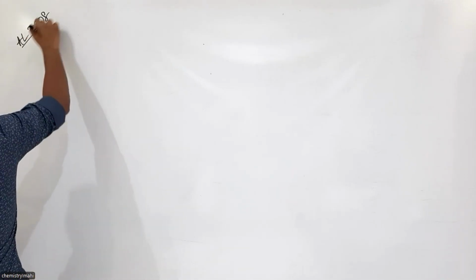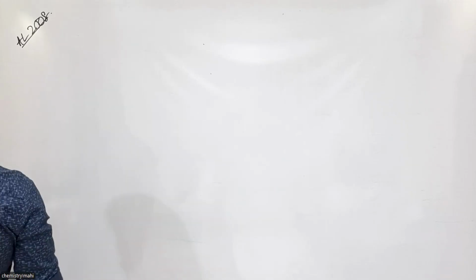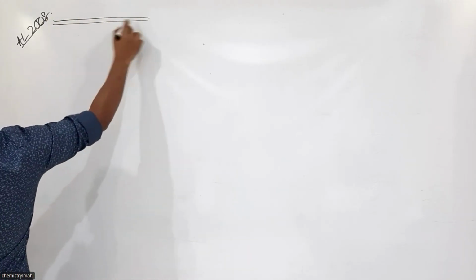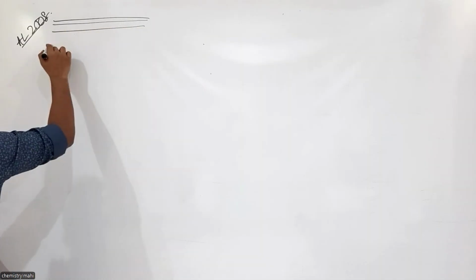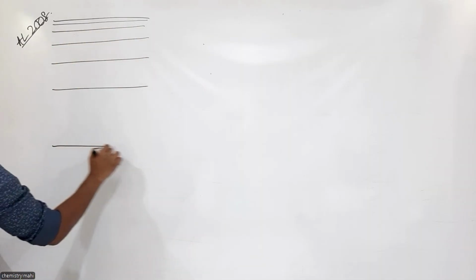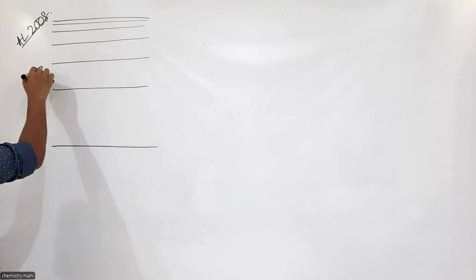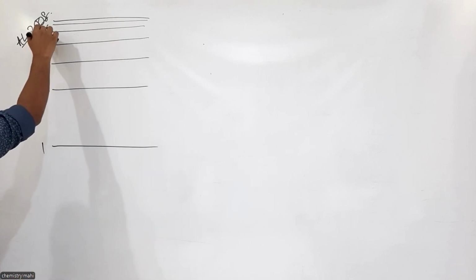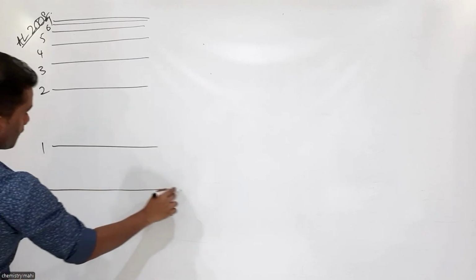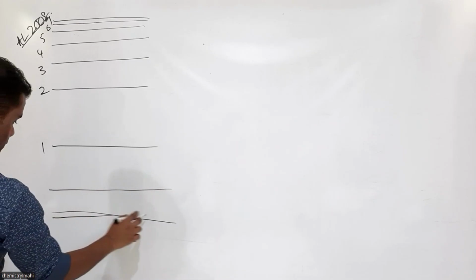2008. We are talking about the hydrogen emission spectrum. Then let's take this: first, second, third, fourth, fifth, sixth, and seventh energy levels. Right? Then this is where we have the spectrum. What do we do first? We consider Lyman. That's what they ask, something about Lyman.